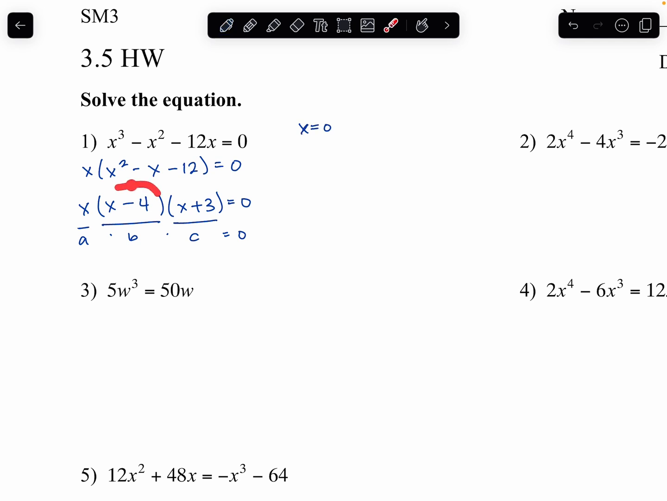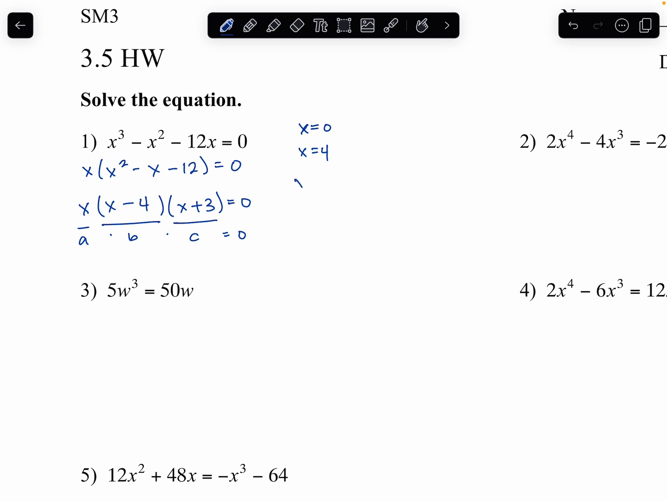Now, what about the next factor? We have this one right here. What would have to be the value of x here to make this equal to 0? Well, that would have to be 4, because 4 minus 4 is 0. And then if I have 4 here and 4 here, it doesn't matter, because this will be 4 times 0 times 7. This becomes 0, so it all becomes 0 when I multiply. So when x is equal to 4, the polynomial will be equal to 0.